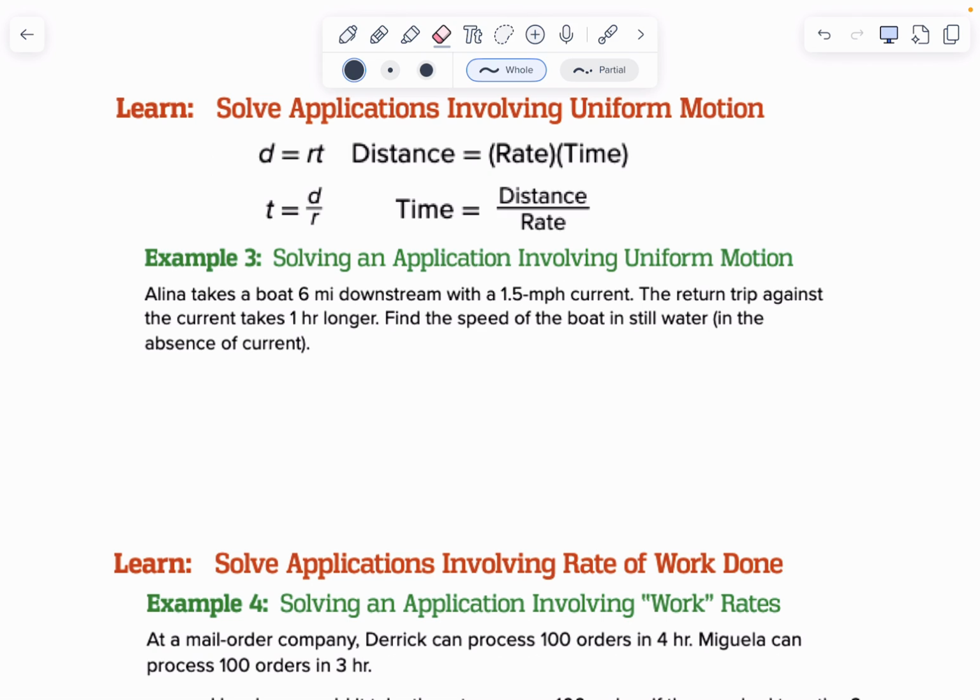It'll be Chapter R. Chapter R. All right, we are on example 3. Oh, and we're on R7. We're on R7. Number 3. Okay, here we go.